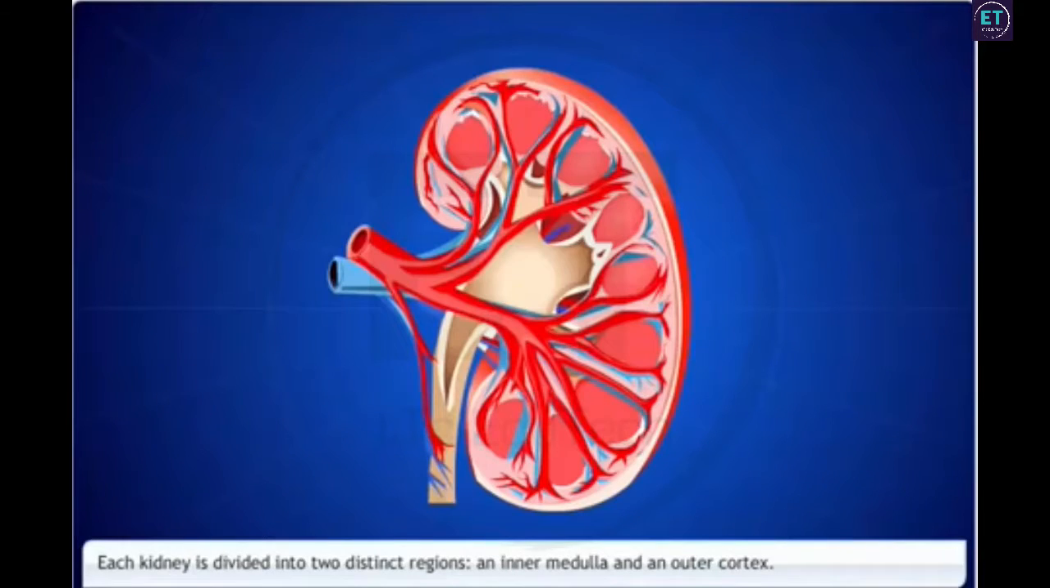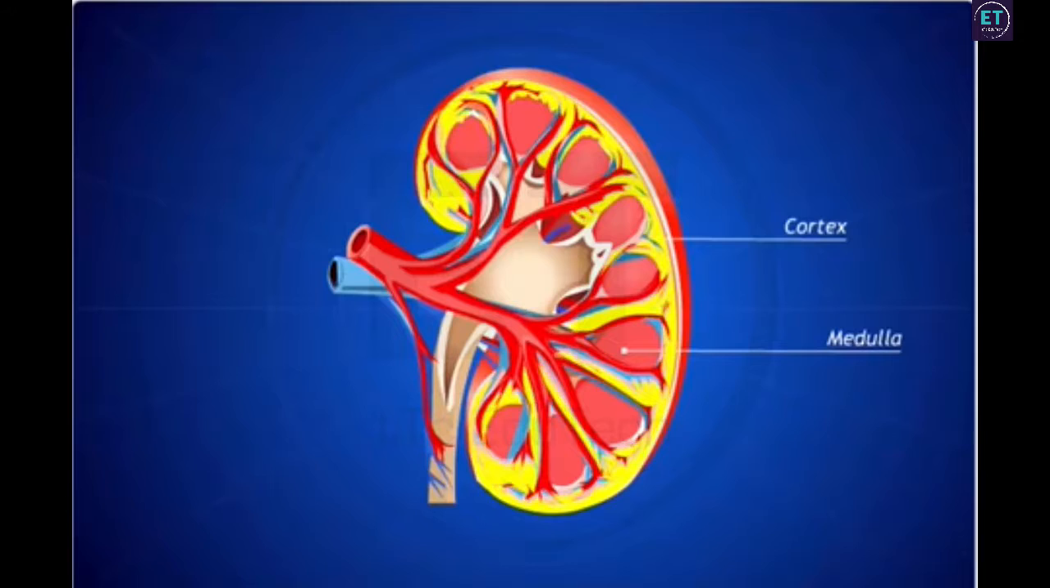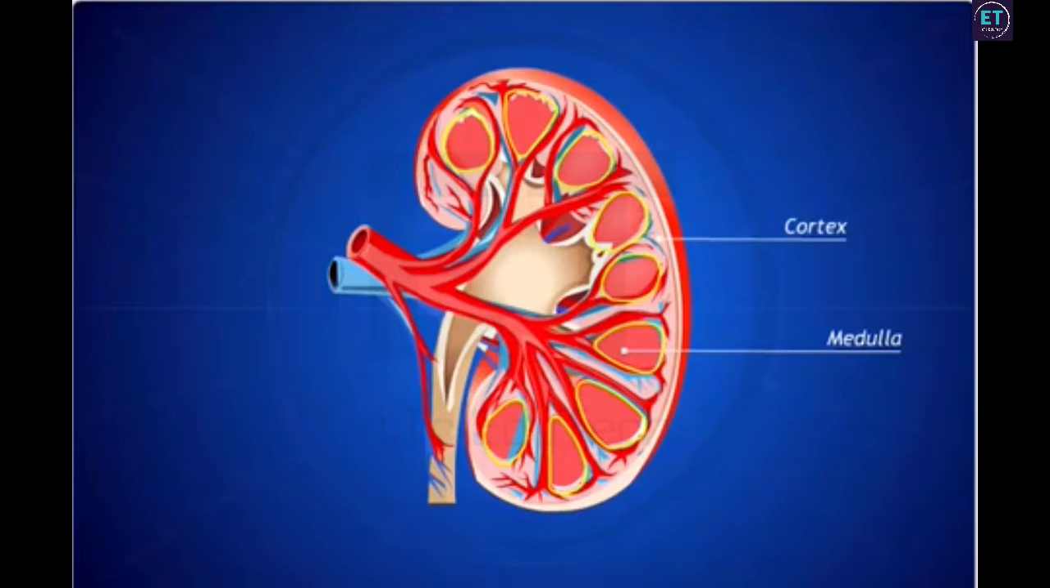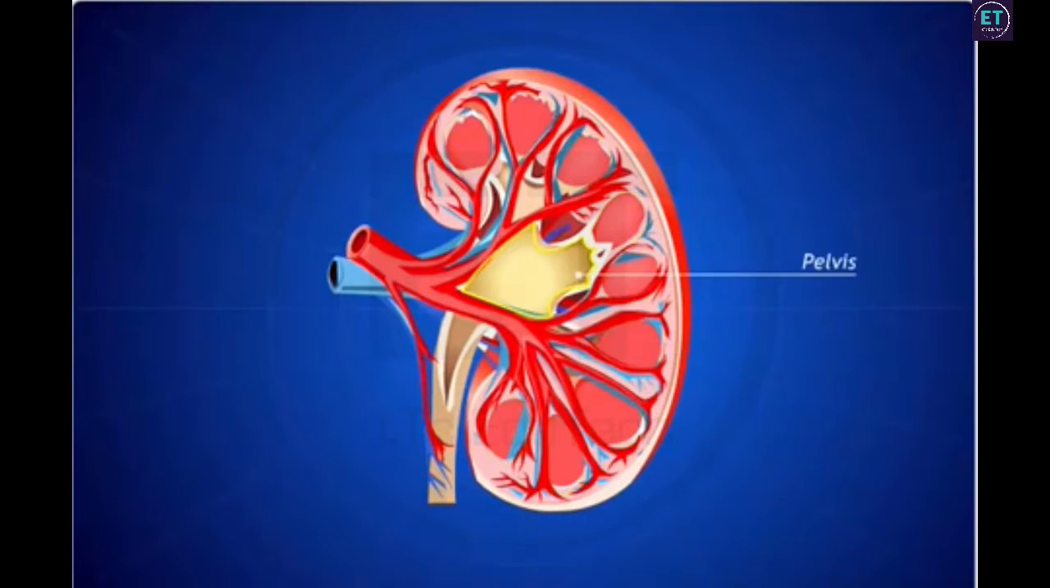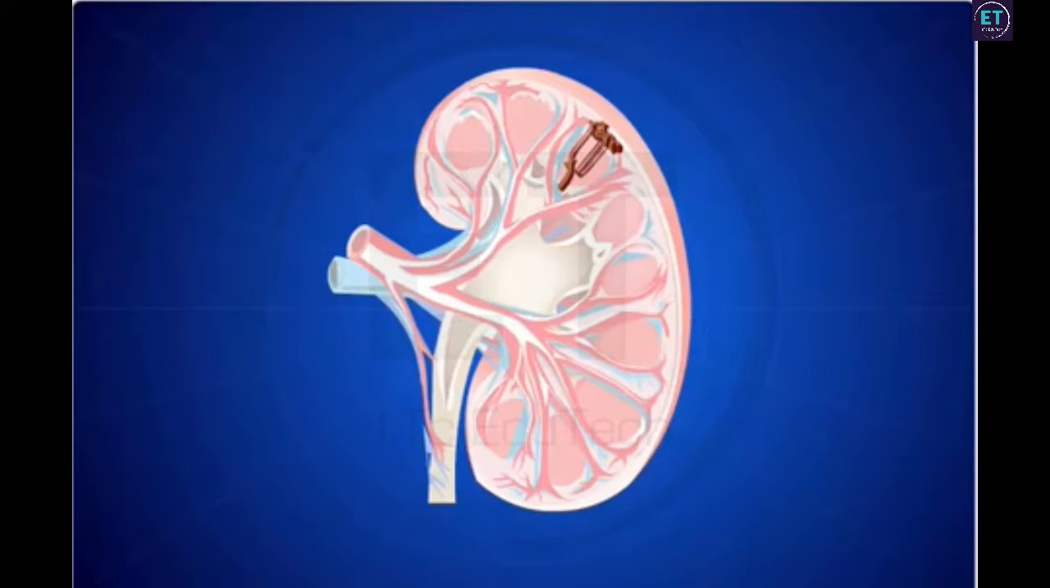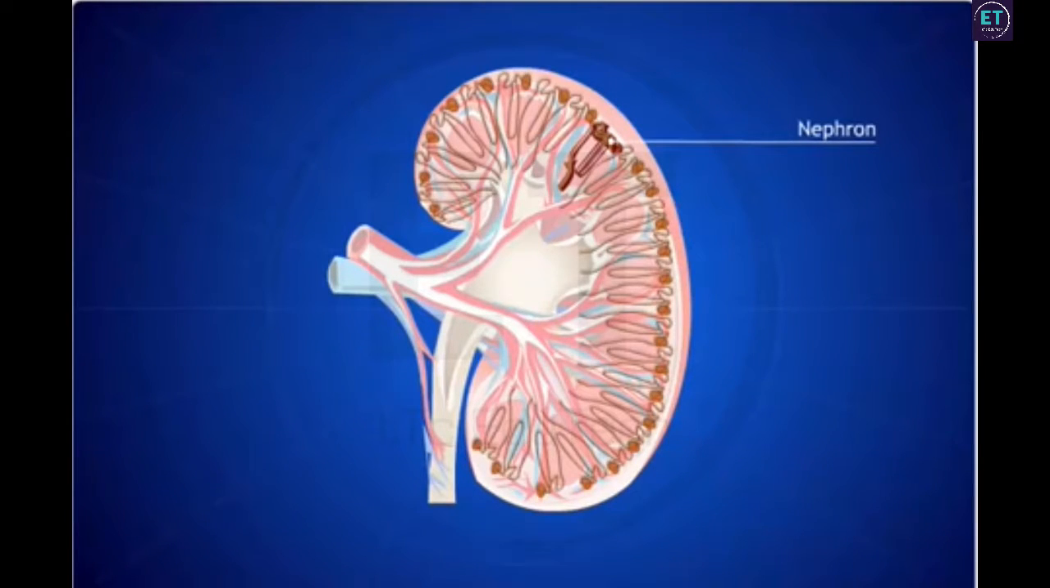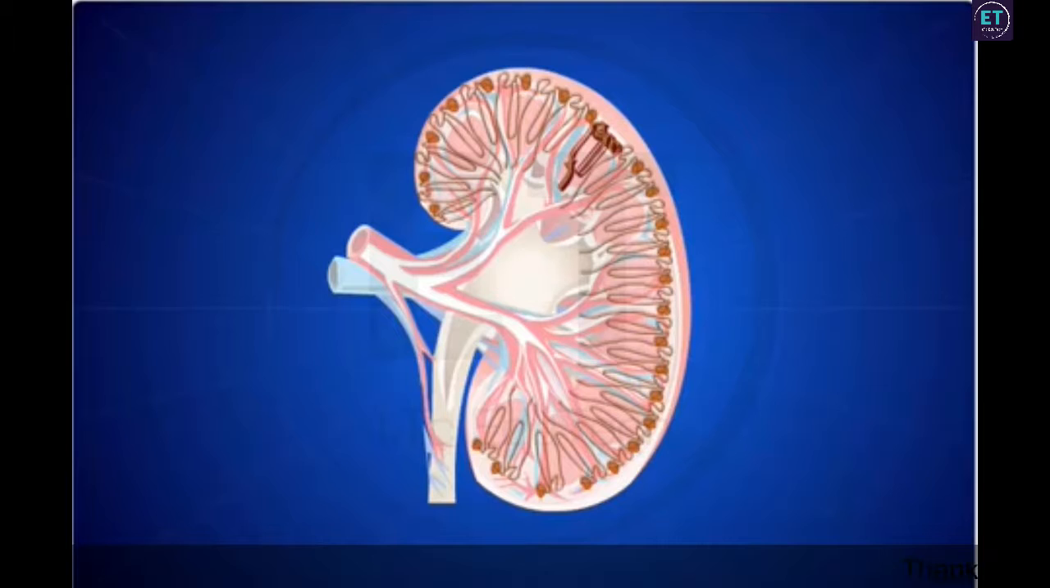Each kidney is divided into two distinct regions, an inner medulla and an outer cortex. The cortex forms a shell around the medulla. The medulla is composed of conical masses of tissue that leads to the pelvis. The cortex has a random arrangement of tiny tubules called nephrons, which are the functional units of the kidney. Each kidney contains about 1 million nephrons.